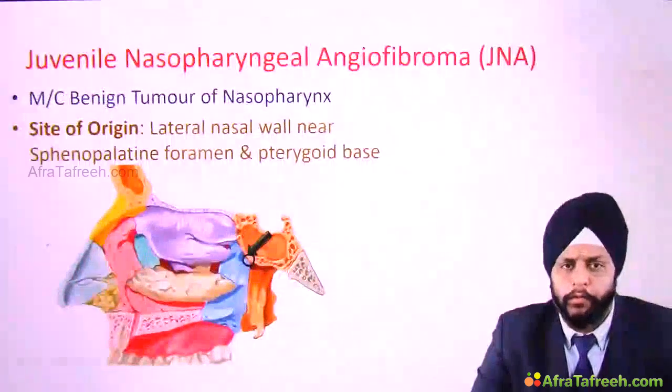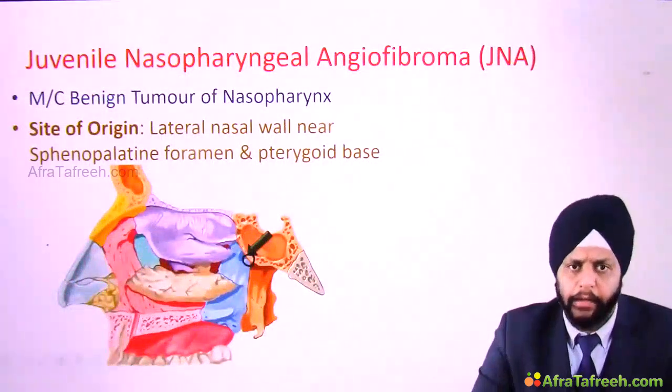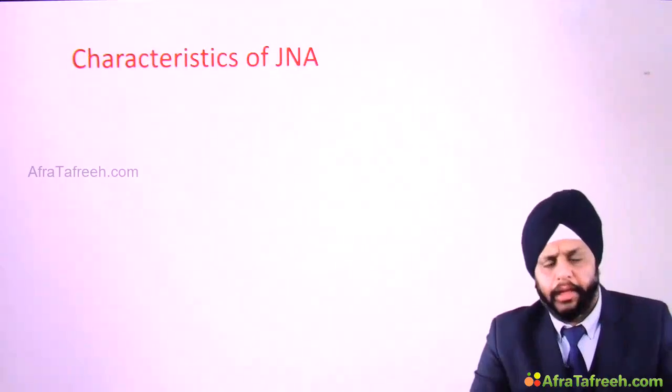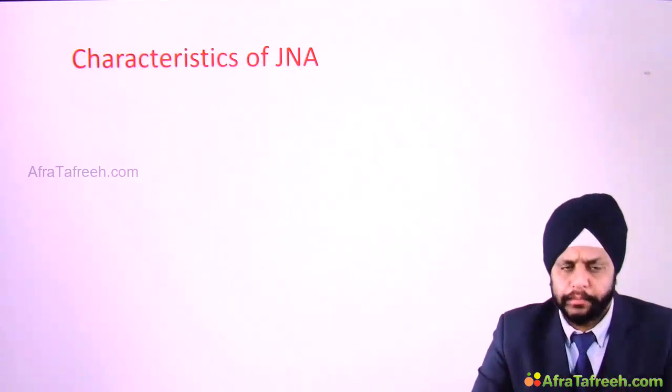It is rising from the same place, whether they say posterior margin or posterior superior margin of the sphenopalatine foramen, or they say near the sphenopalatine foramen and pterygoid base. So I have encircled this place. That is the most likely place for origin of JNA. Right? Okay. Now, what are the characteristics of this JNA?